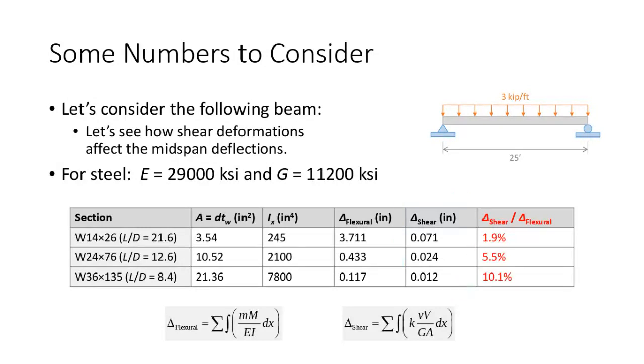Now to be clear, as you go down the rows, the deflections themselves just get smaller. I didn't change the load, and all I'm doing is making the beam bigger. So if I make the beam bigger, of course the deflections are going to get smaller. But look at the comparison between shear and flexure. You could think of those comparisons as sort of like a percent error. If you ignore the shear deformations, you're going to have like a 1.9% error for W14 by 26, which is not that big of a deal in the real world. But on a W36 by 135, that's a 10% error. That's a big deal.